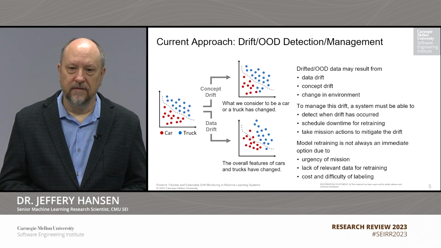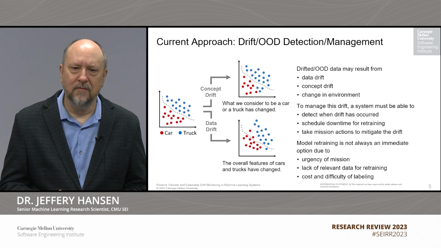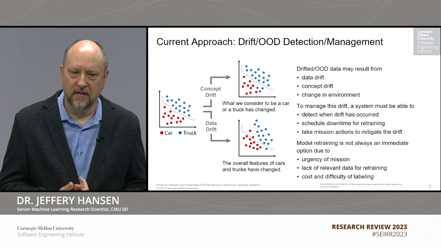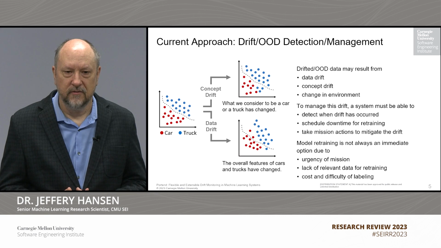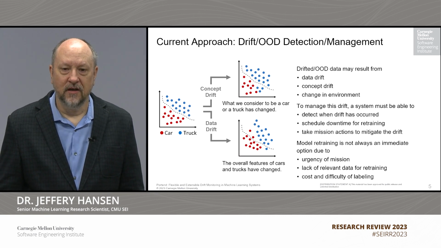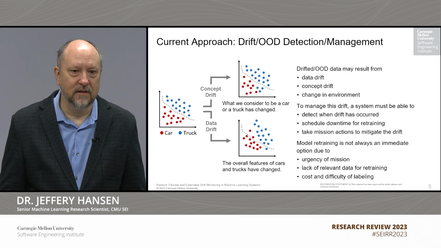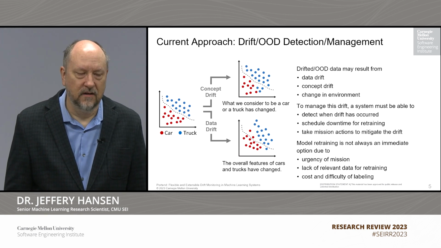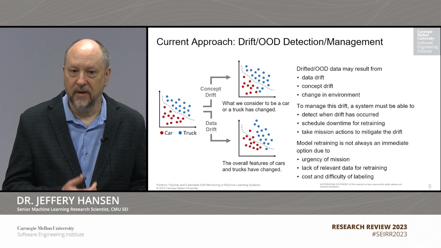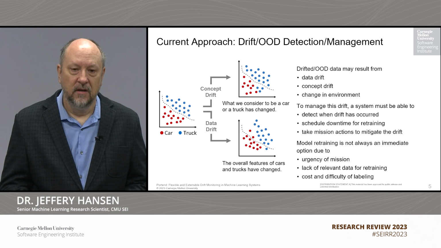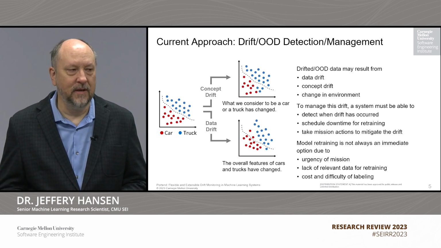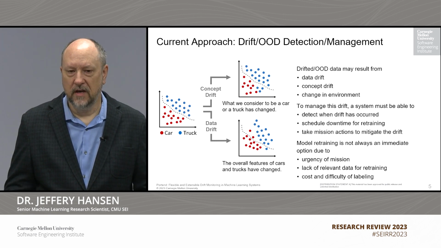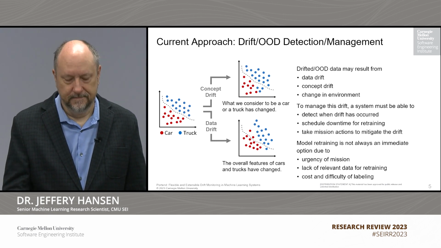Now, to manage this drift, systems must be able to detect when drift has occurred, has to be able to potentially schedule downtime for training, or be able to take mission actions to mitigate this drift. Now, model retraining is not always an immediate option because maybe the mission is too urgent. We have to do the mission now. Maybe there isn't relevant training data available to do the training, or maybe it's just too costly to do the training.